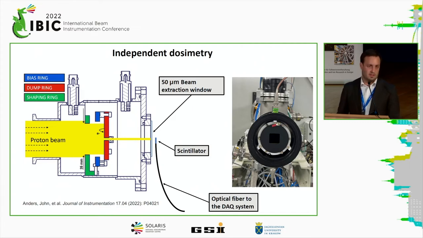This is the system for independent dosimetry that we are using, based on a Faraday cup measurement. So there is first a shaping ring, which is this green shaping ring here, the pointer. And then the proton beam is shaped and interacts with the second ring, which is a dump ring. And then there is also a bias ring, which is placed at a negative voltage in order to push back the secondary electrons and to have the Faraday cup measurement. Then there is the extraction window and finally the scintillator with the optical fiber, which goes to the data acquisition system in the other bunker.